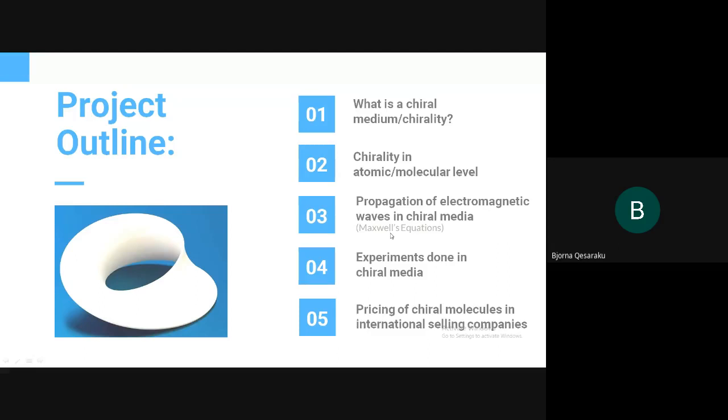equations. So we have also introduced the propagation of electromagnetic waves in this media, and also some experiments and the pricing of the companies that we have chosen.